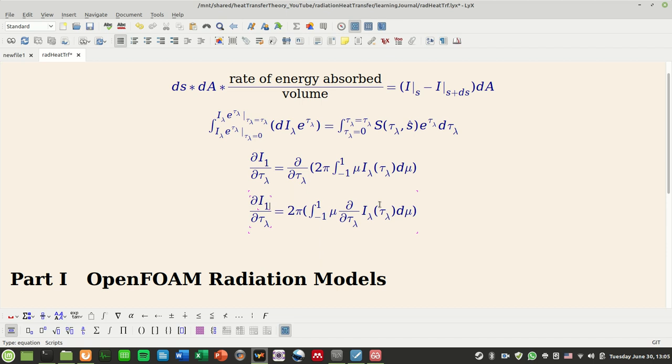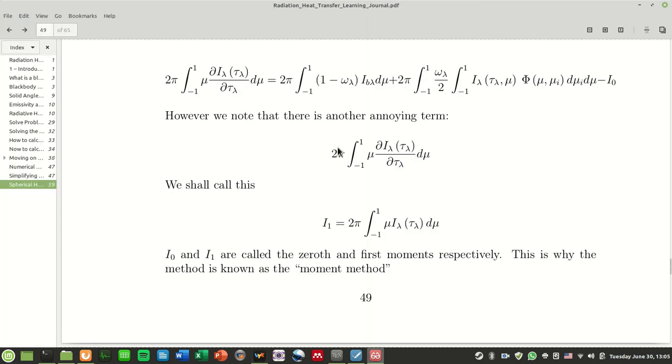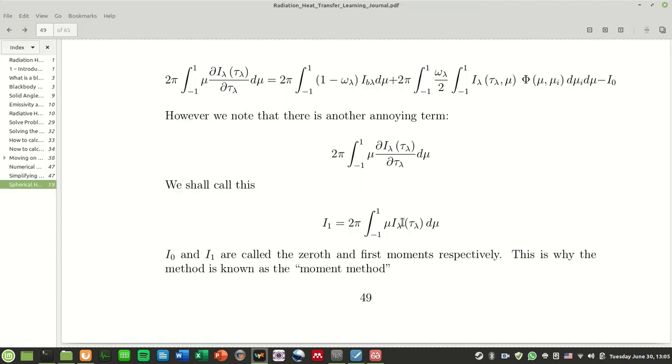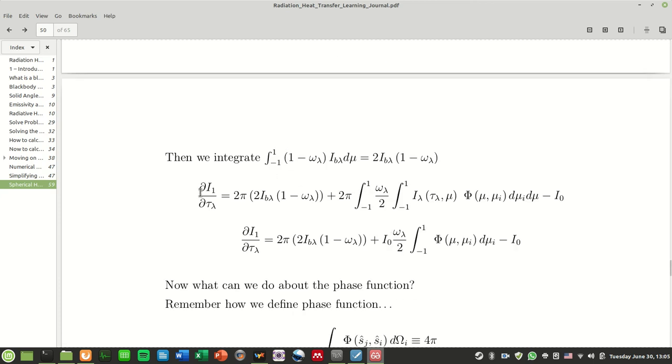This is dI1 d tau lambda by definition, but we see we can actually bring the 2 pi out, and we can bring the differential operator in. So we find that dI1 d tau lambda is actually equal to this whole term over here, and therefore we can just replace this term on the left hand side with dI1 d tau lambda, because you can bring the differential operator inside the integral. So that's how we get this.